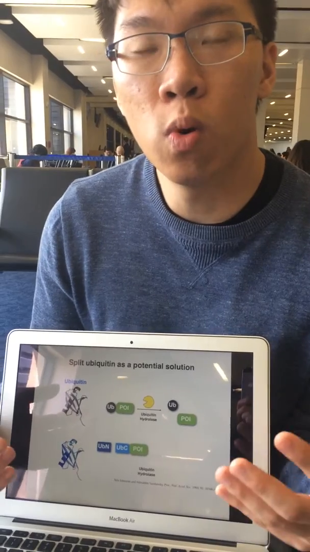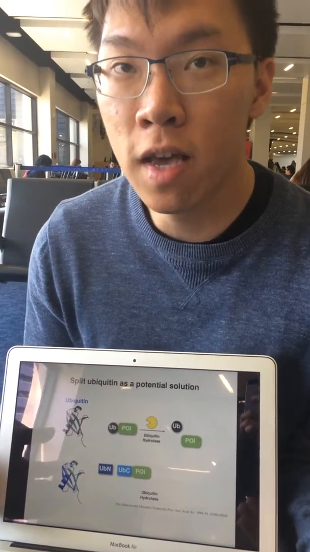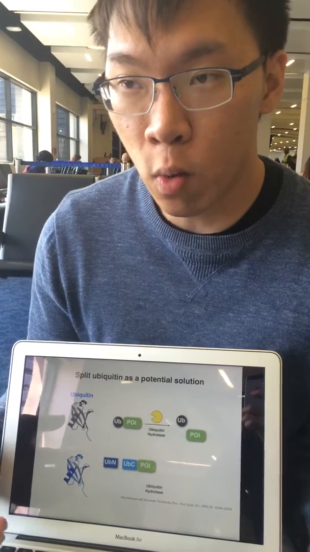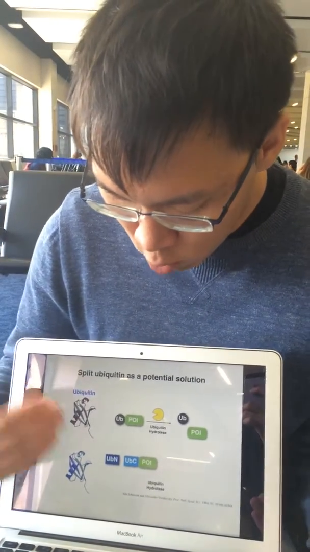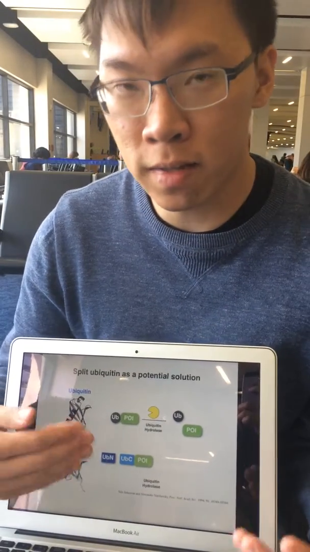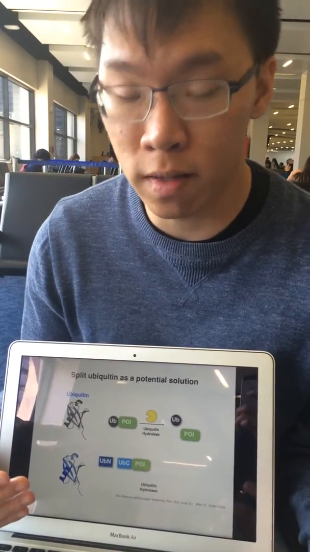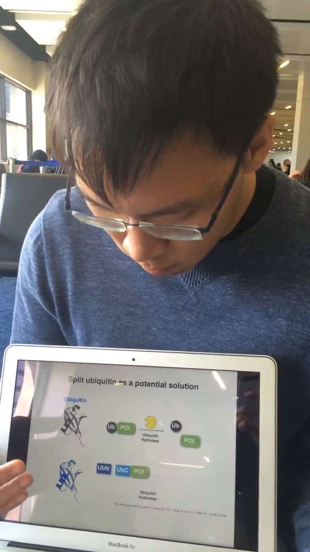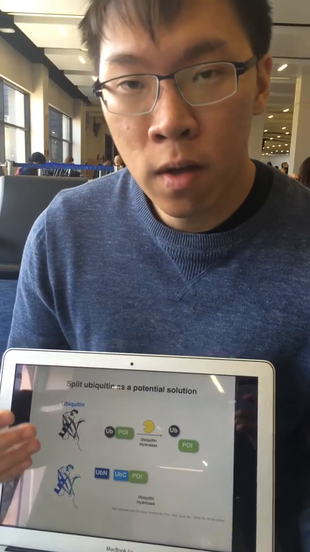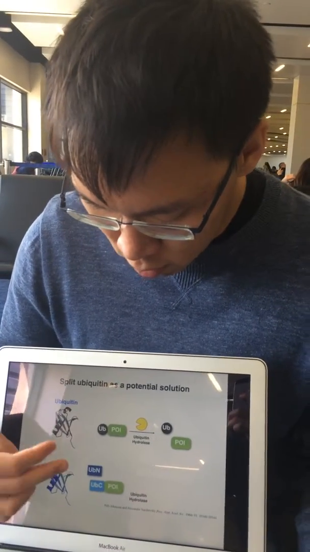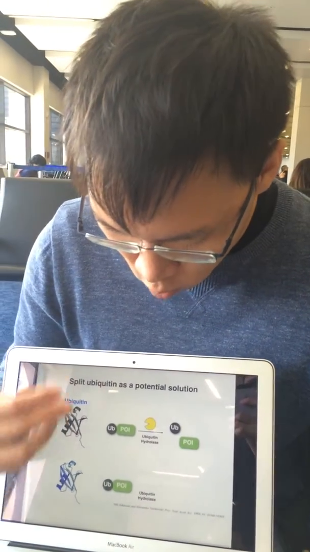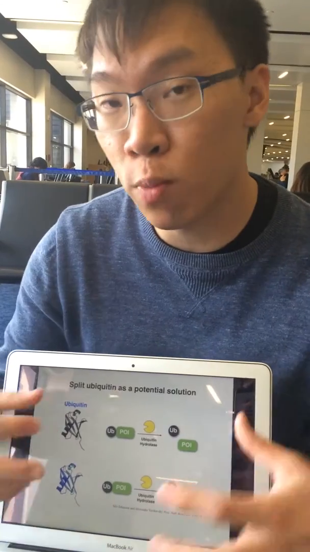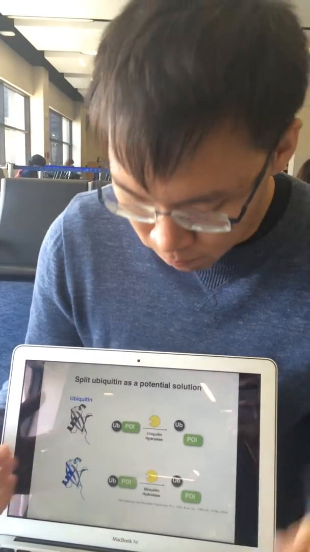Split ubiquitin was introduced by Johnsson and Varshavsky in 1994 when they were developing tools for monitoring protein-protein interactions. In short, ubiquitin was split into N and C terminus, corresponding to amino acids 1 to 37 and 35 to 76, respectively. When a dimerization signal brings those two fragments to each other, they will become folded again, and the hydrolase will come in and cleave at the junction of ubiquitin and your protein of interest.